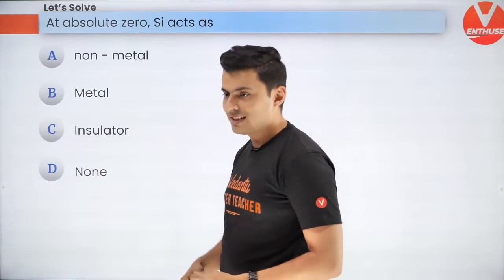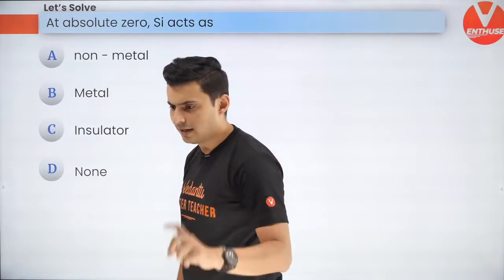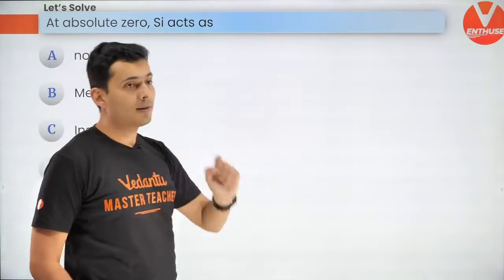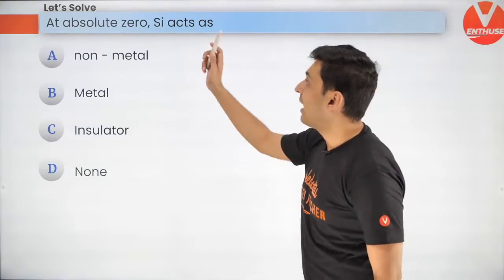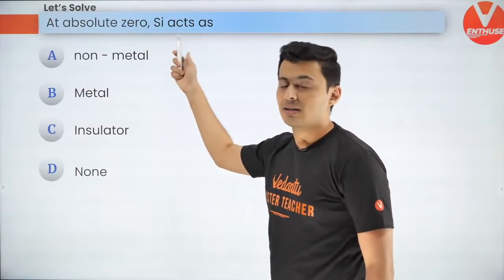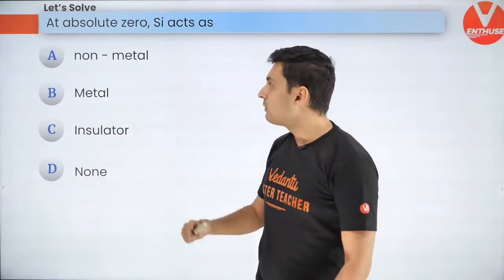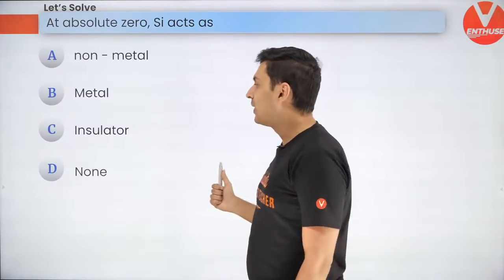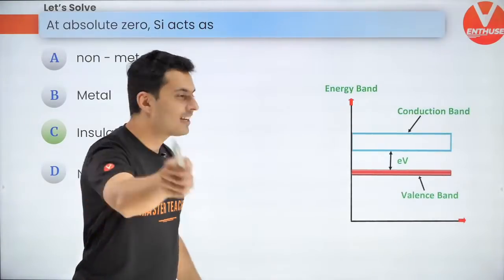Come on. A lot of you are saying C. Very few people like Astha and somebody like Bhavani said A. Most of you are saying C. Okay. So silicon, Si, is a semiconductor. Very important. At absolute zero, silicon, an example of a semiconductor, what will happen? Will it behave like a non-metal, metal, insulator, or none of these? Yes, the answer is insulator. Very good. Excellent.